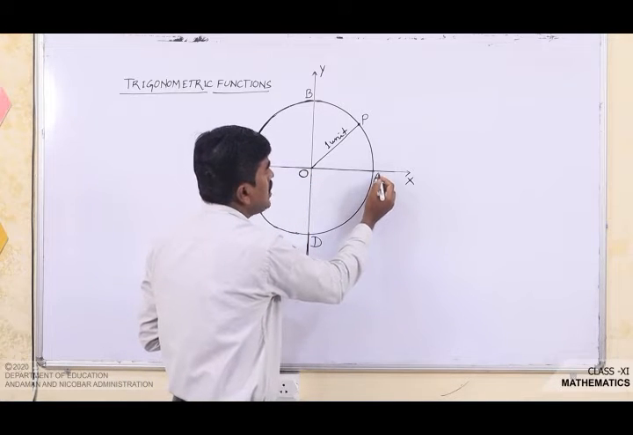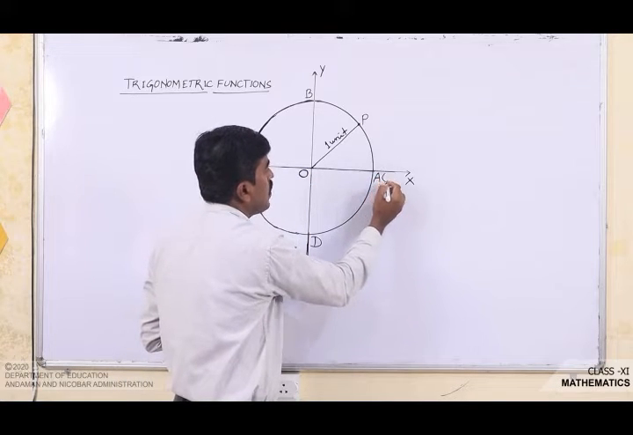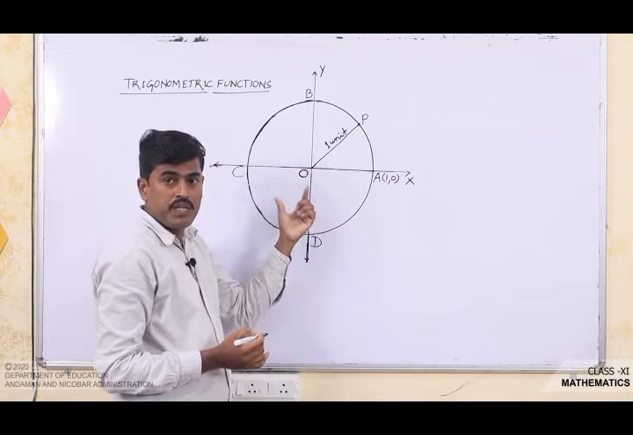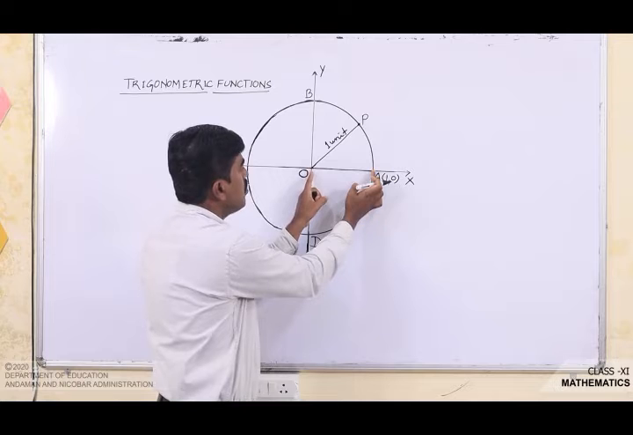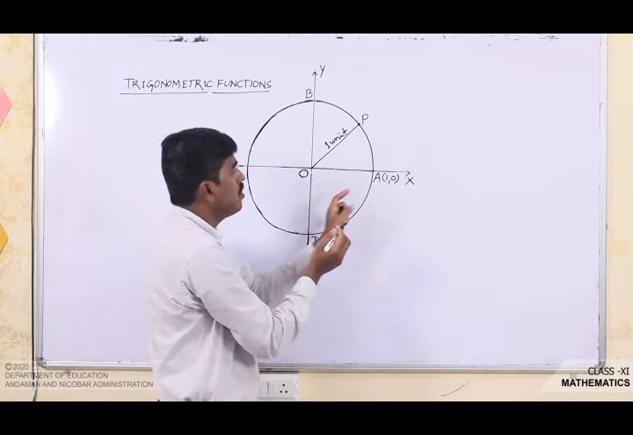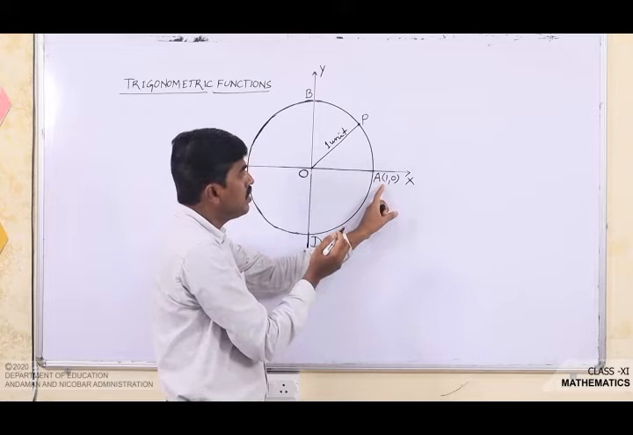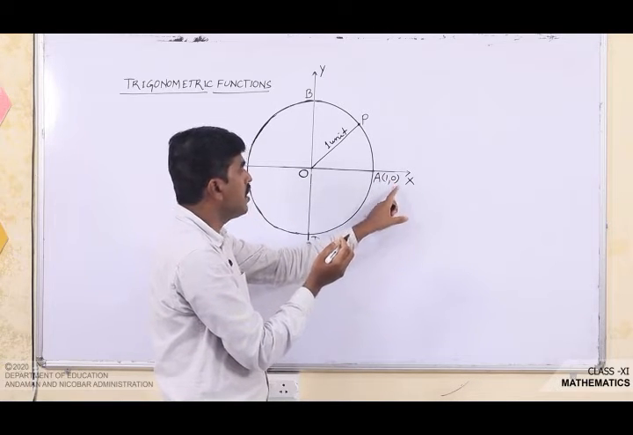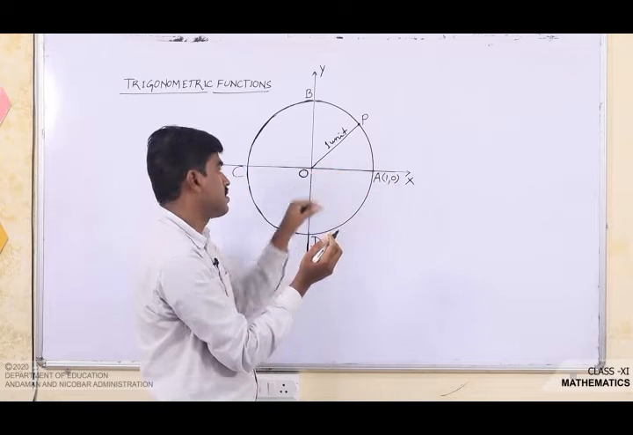Now the coordinates of the point A is 1, 0. Why is it 1, 0? Because this is a unit circle. So this length OA is also 1 unit. So the coordinates of the point A is 1, 0: x coordinate is 1 and the y coordinate is 0, as this point lies on x axis.